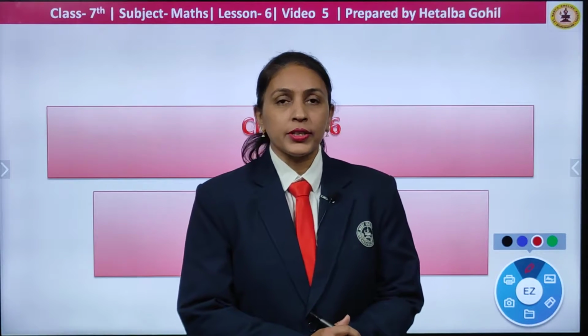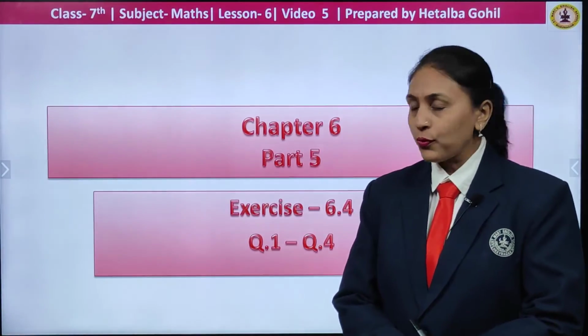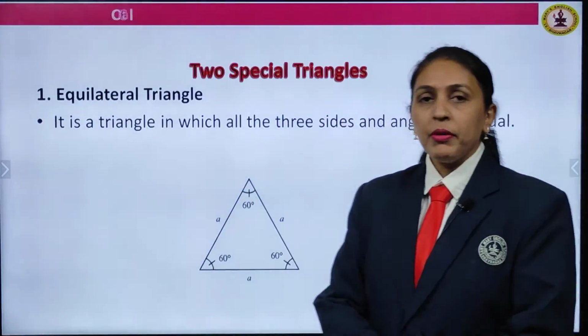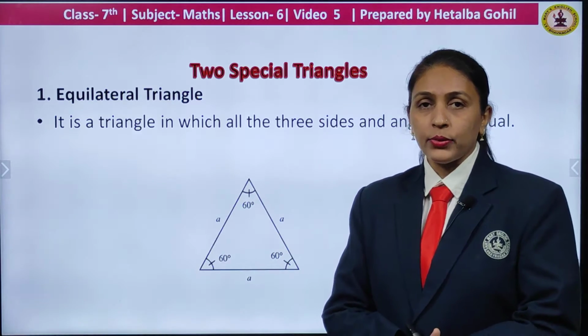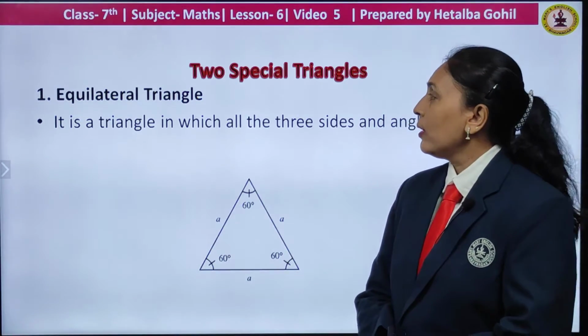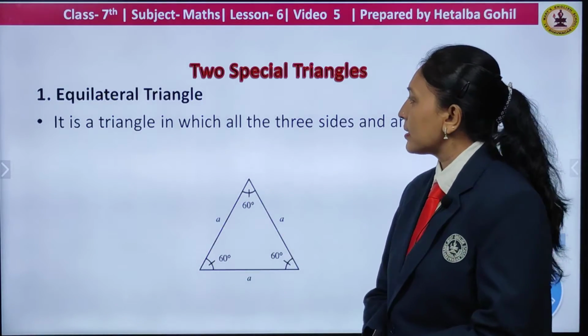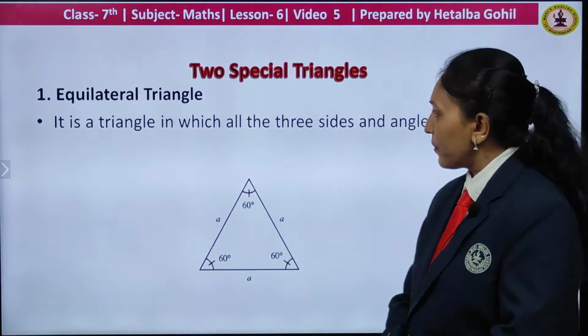Today we'll continue further this session with the next exercise 6.4 of chapter number 6. Before going to the exercise, let us learn a few topics related to the exercise. Now we have to learn first two special triangles, children. The first one, equilateral triangle.